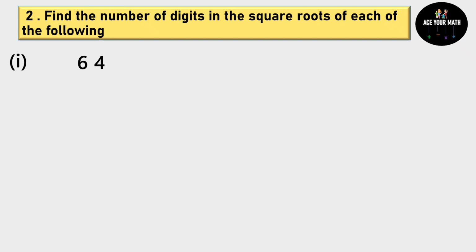See, the first number given is 64. So the first step is to form grouping or pairing. So 64 is a pair here. So only one pair is formed. So your answer will be in 1 digit.